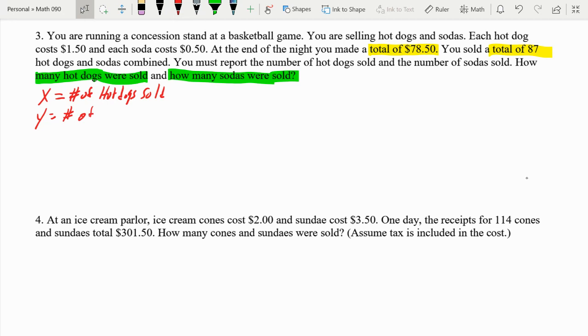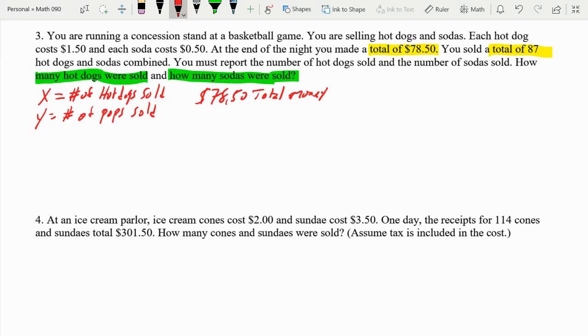The number of pops sold. Don't just tell me pop, because then I'm gonna start asking a bunch of dumb questions. What kind of pop? How big are the glasses? All right. So then let's get back to our totals. So what do we know? We know that there's going to be $78.50 total amount. All right, so total money.